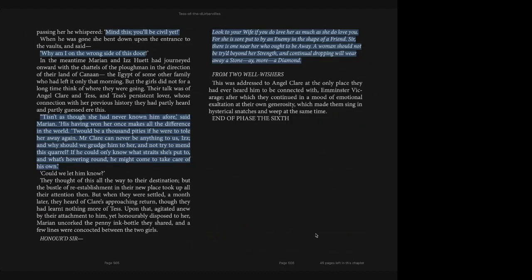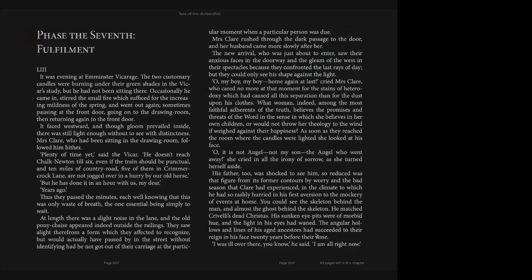End of phase the sixth. The next phase is called phase the seventh, fulfillment. And so I guess we'll find out what gets fulfilled. What are the expectations that are fulfilled? What are the lives that become fulfilled? The promises that become fulfilled. And so what we have to do is we have to keep on reading.